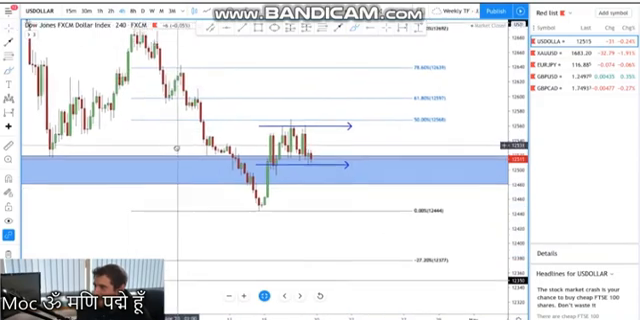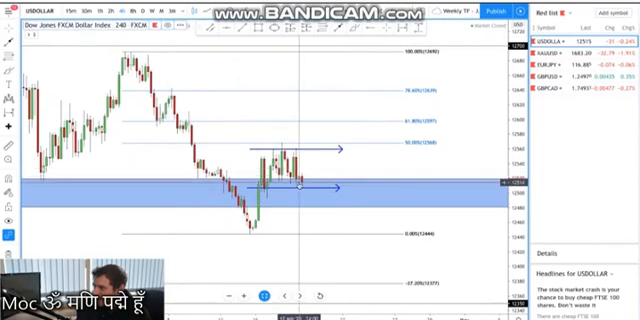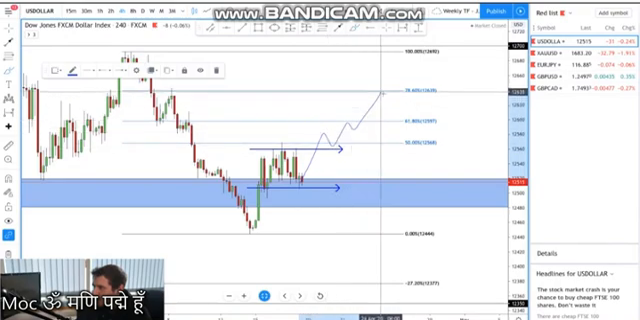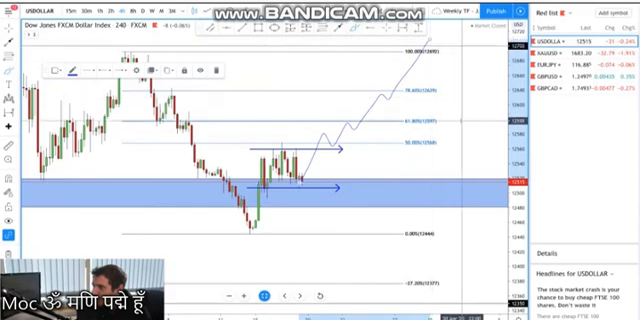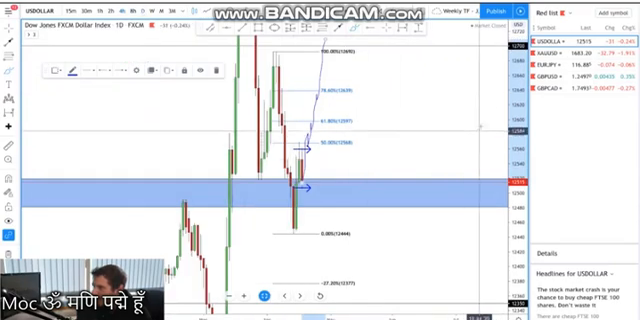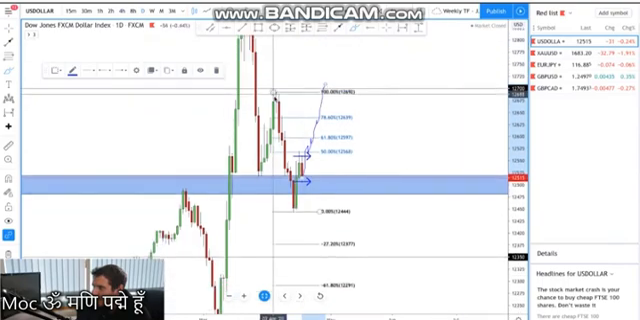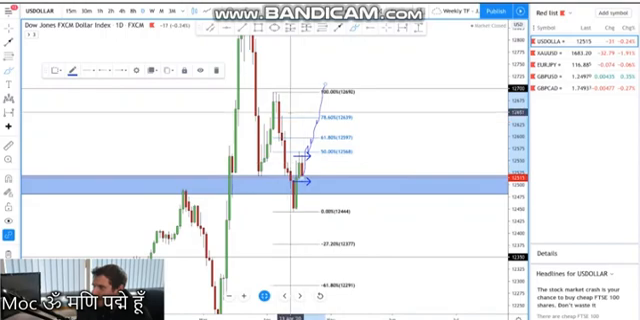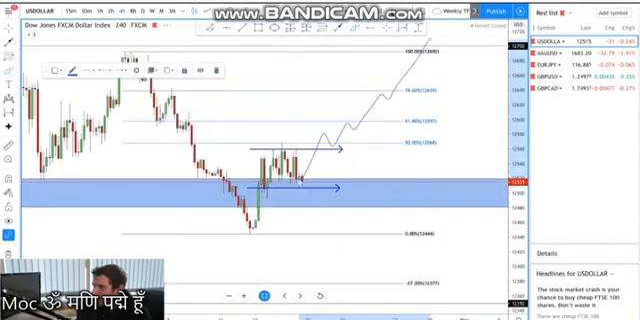If we reject off of this support area and break out of this to the upside, then we could eventually come into the 61.8, the 78.6, or we could eventually clear the 127 point, which would be the daily most recent lower high. Remember that, the daily most recent lower high is just here at the moment. If we did void our Fibonacci, then of course we can look for further long-term movement.